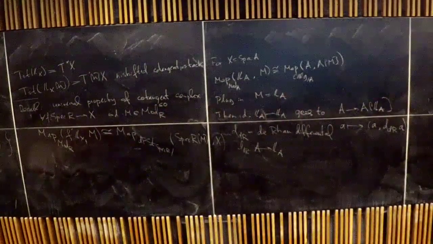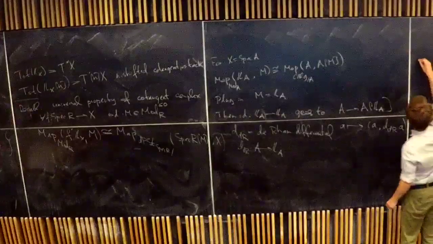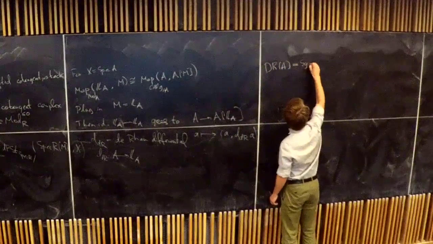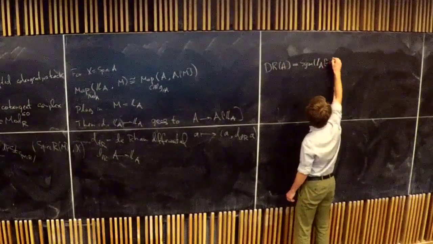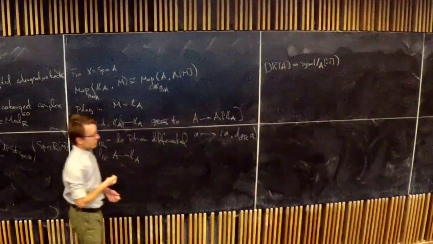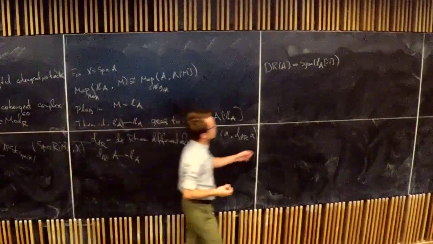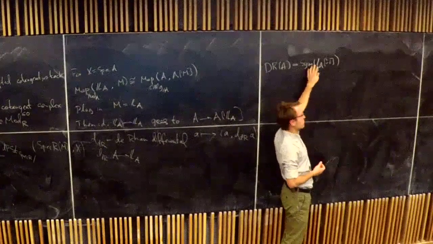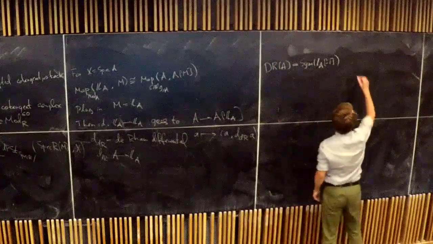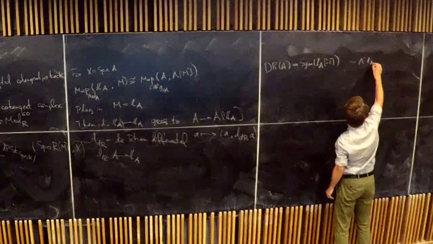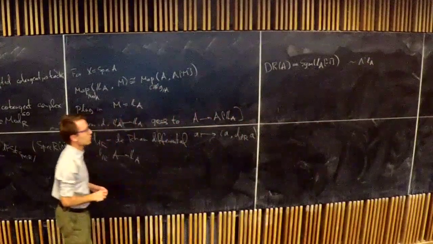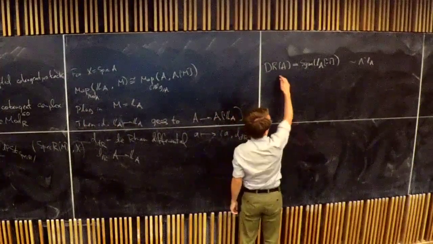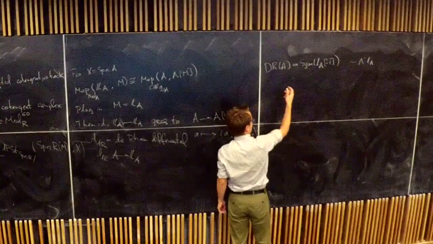Now I want to extend this to all forms. So what I'm going to do is define the de Rham complex of A to be the symmetric algebra on the shifted cotangent complex. So if you think about this as being just a vector space, then the symmetric algebra on the shift is the same as the exterior algebra. So this looks like differential forms. Okay, so let's look at what kind of object this is. Well, this is the symmetric algebra of something, so this is a commutative DG algebra.